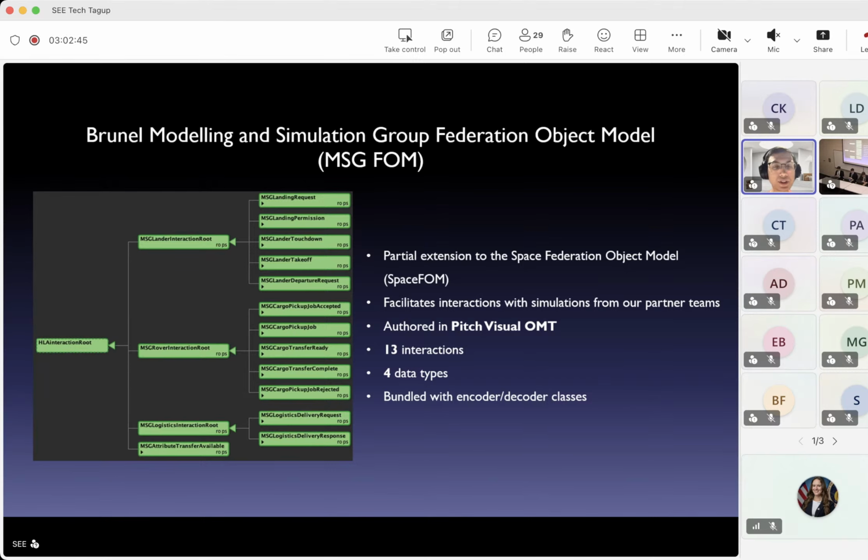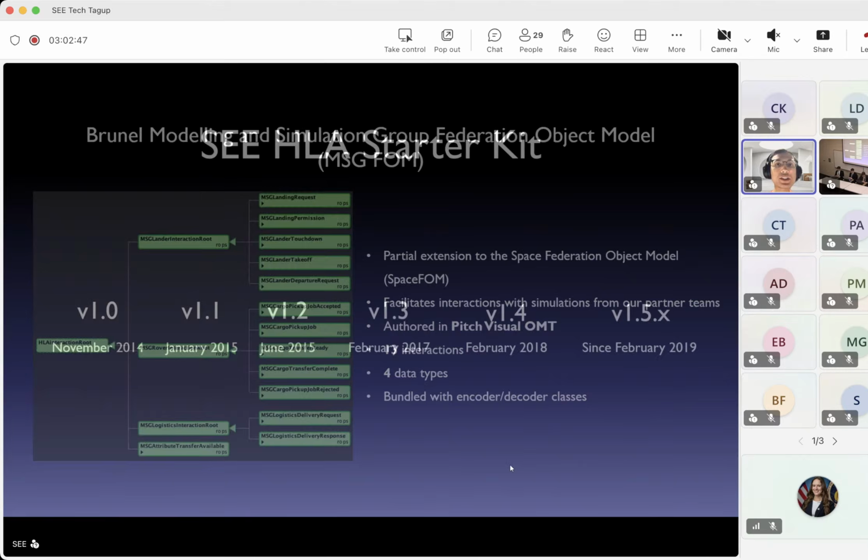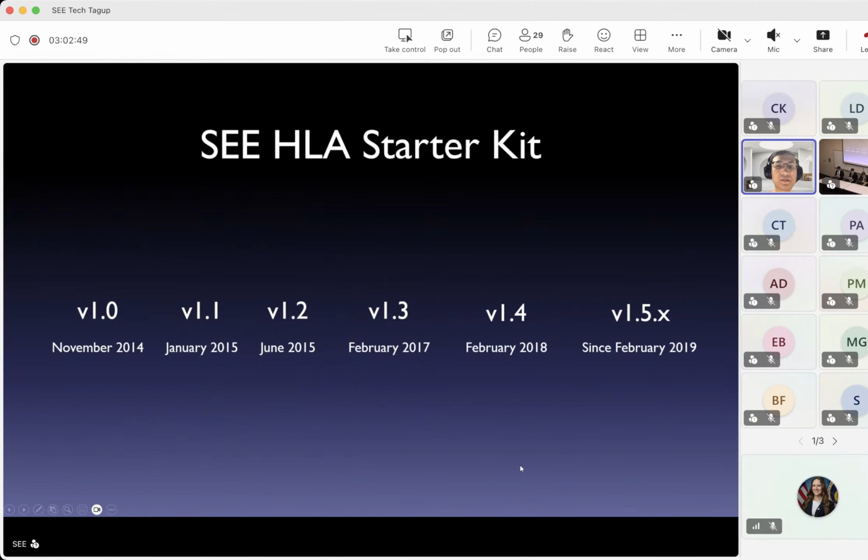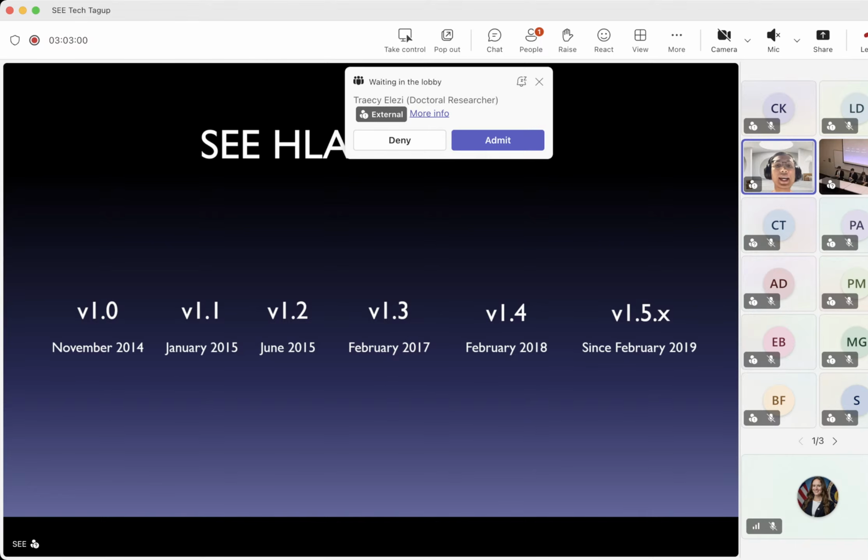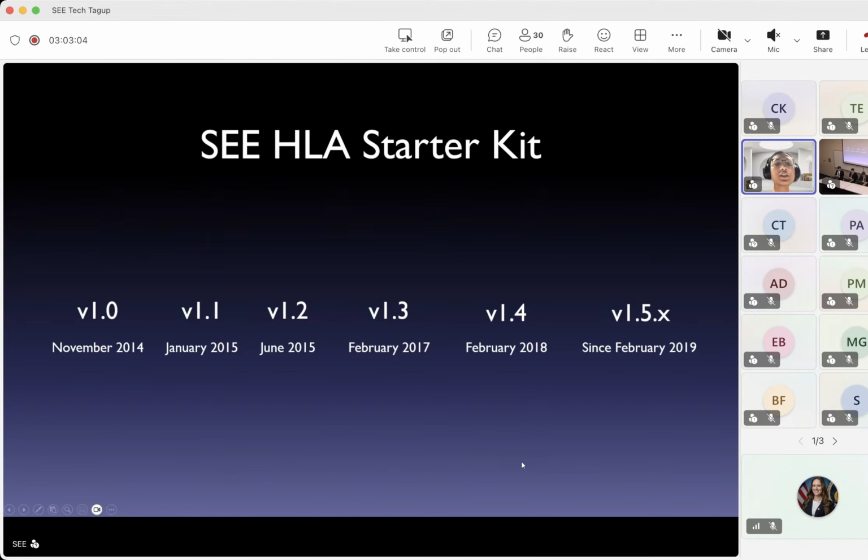Now, let's talk about the SISO HLA Starter Kit. This is a Java software library that was conceived by Alfredo Garro and his brilliant team at the University of Calabria to reduce the complexity of creating HLA federates in SISO, and it's empowered student teams in SISO for well over a decade. But since its original release, the Java ecosystem has improved dramatically, and HLA4 has arrived on the scene.